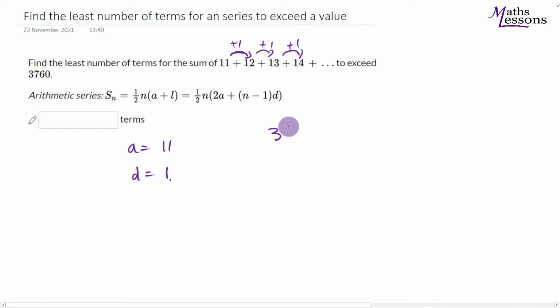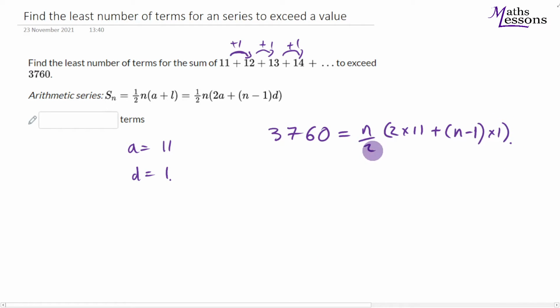So let's write that down. And we want to know when it exceeds this. Well, let's find out when it equals this, and that will help us know when it exceeds it. So we've got a half n, which I'm going to always write as n over 2. We don't know n. We do know a, so we've got 2 times 11 plus n minus 1. Again, we don't know n. And we do know d, times 1.